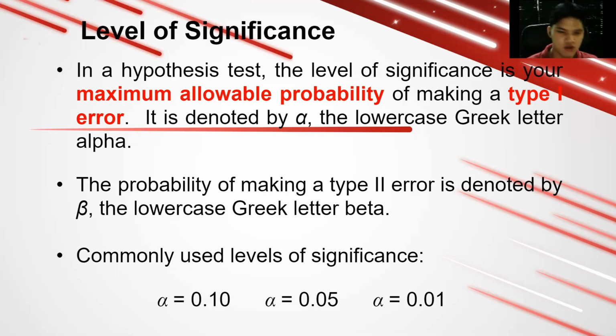Now, the commonly used levels of significance are alpha equal to 0.10, alpha equal to 0.05, and alpha equal to 0.01. Those are the commonly used levels of significance when it comes to hypothesis testing.